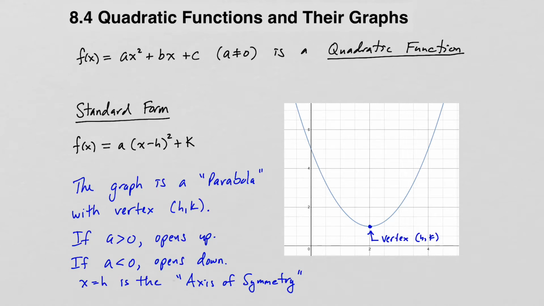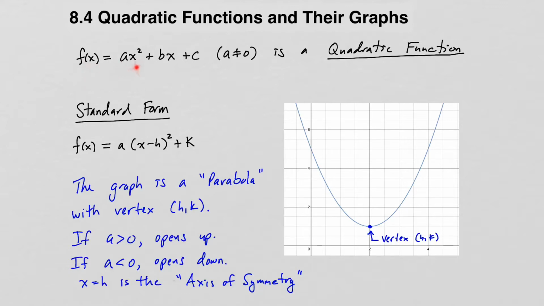In section 8.4, we look at quadratic functions and their graphs. A quadratic function is a function of the form f of x equals ax squared plus bx plus c. A quadratic function is a second degree polynomial function, and the leading coefficient a cannot be 0. This is what we define to be a quadratic function.